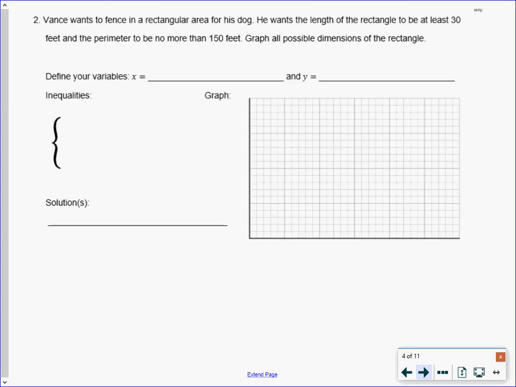For number 2, we're told Vance wants to fence in a rectangular area for his dog. He wants the length of the rectangle to be at least 30 feet and the perimeter to be no more than 150 feet. We're going to graph all possible dimensions of the rectangle. So first thing, we're going to define our variables. X equals length. And y is going to be width.